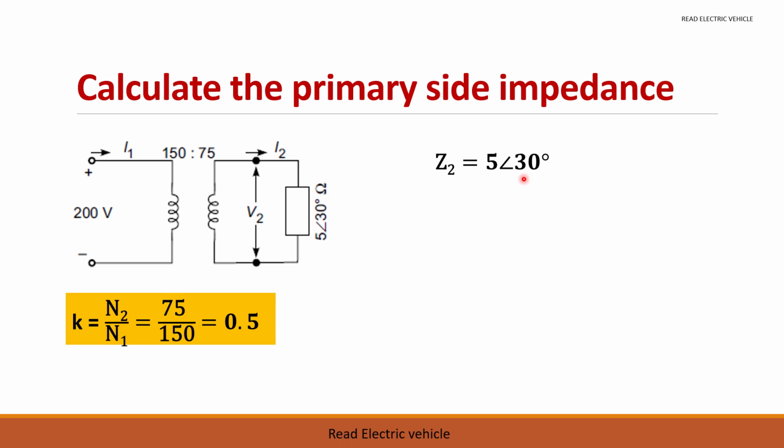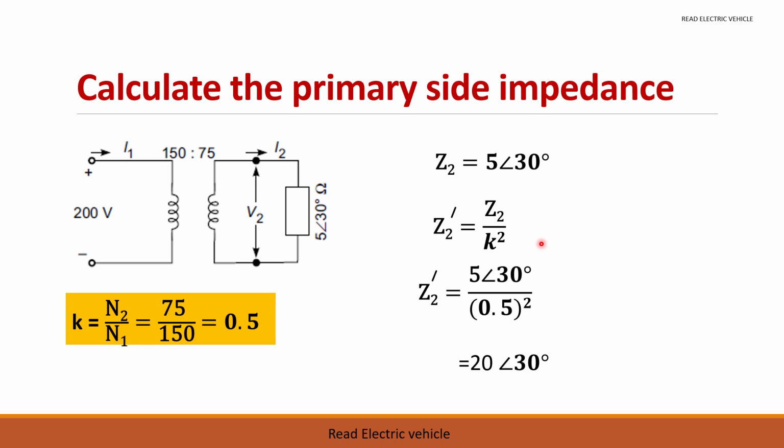So Z2, it is given, with phi angle of 30 degrees. So what is Z2 dash? It is Z2 by K square. If you solve it, you will get 20 ohms at 30 degrees. So you can see that when it is transferred here, it becomes 20 ohms when it is seen by the source. So it purely depends upon the number of turns we use here.